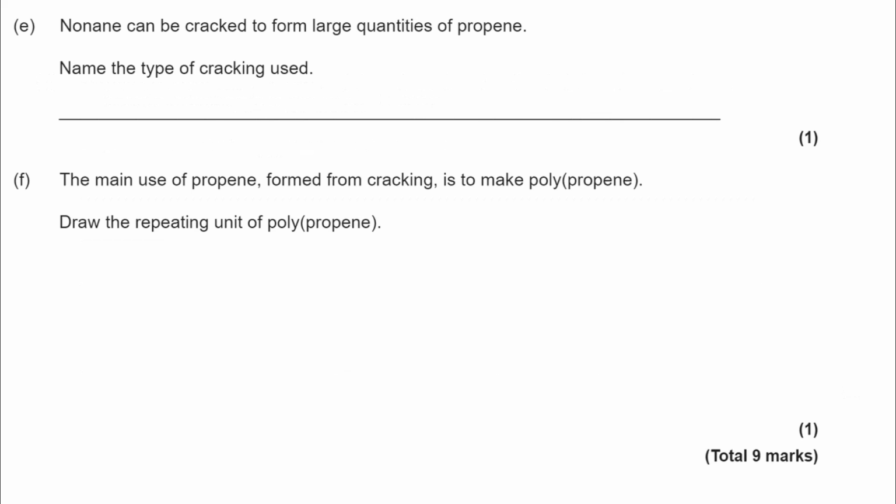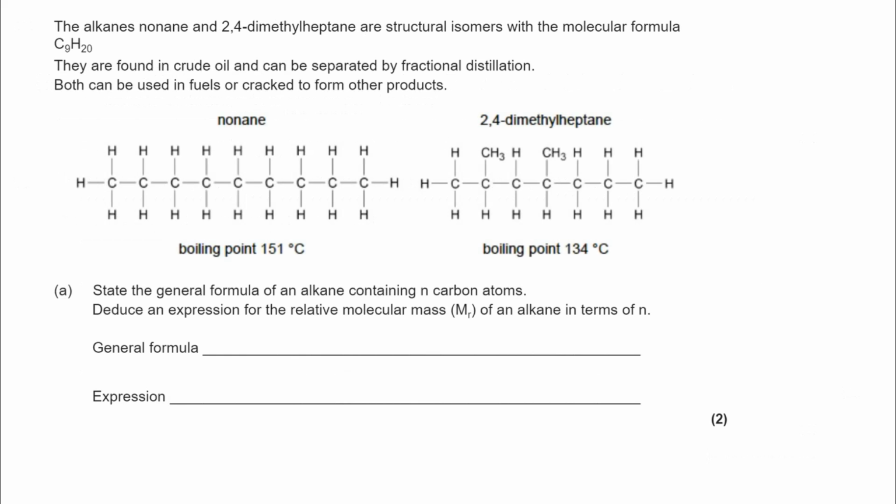Okay, so let's go back to the beginning of the question. You're being asked for the general formula, which is a straightforward factual recall question. You need to remember that an alkane is CnH2n+2. The second question takes a little bit more thought. It's a much more uncommon question.